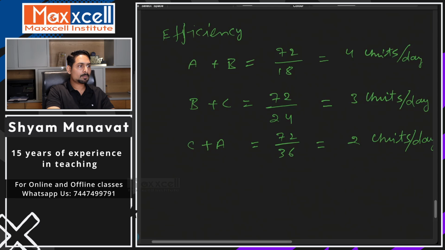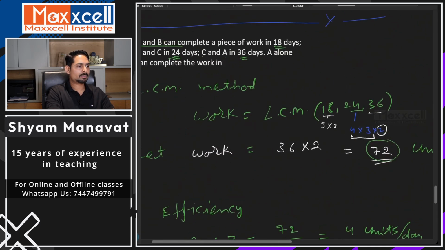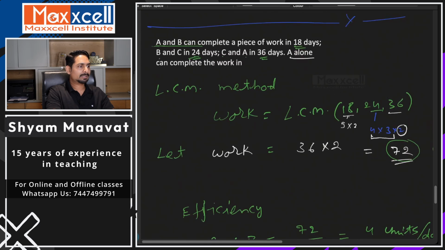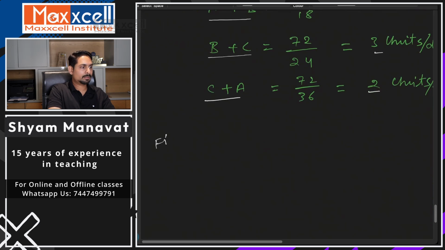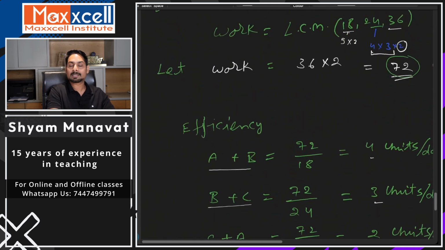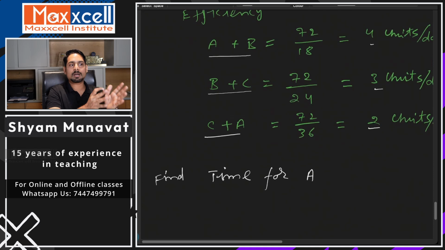Now understand, A plus B is 4, B plus C is 3, C plus A is 2, and the question said find out about A. A alone can complete the work in how much time? So we need to calculate time for A. What do we need to find? We need to find time for A, time for A to complete that entire work. What is the entire work? 72 units. So how do we do this?